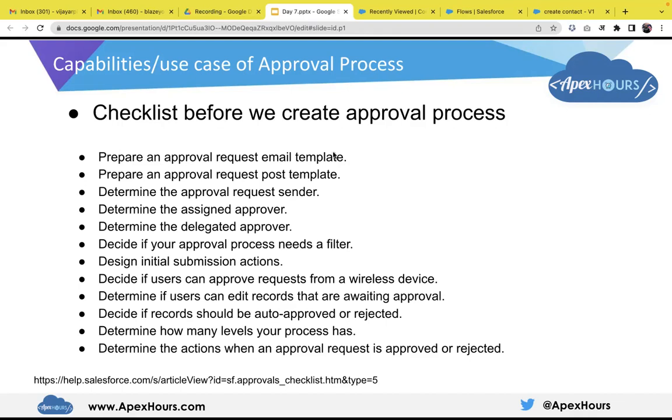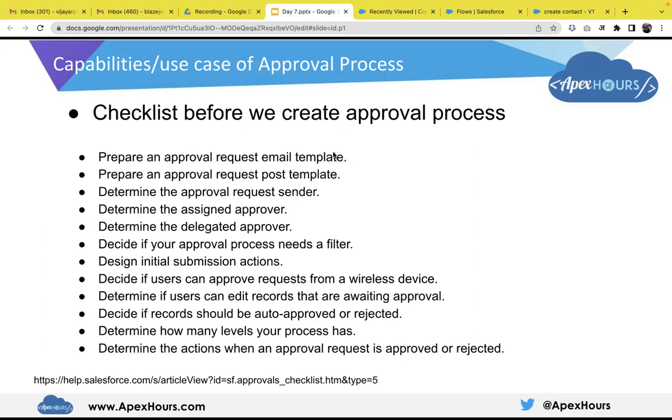We should have an approval request email template. If you want to post that approval request on Chatter, then we should also have an approval request post template. We should determine the approval request sender, like who will be sending the request. Then we should determine the assigned approver, like who will be assigned for approval. And in case the approver is not available, who will be the delegated approver?